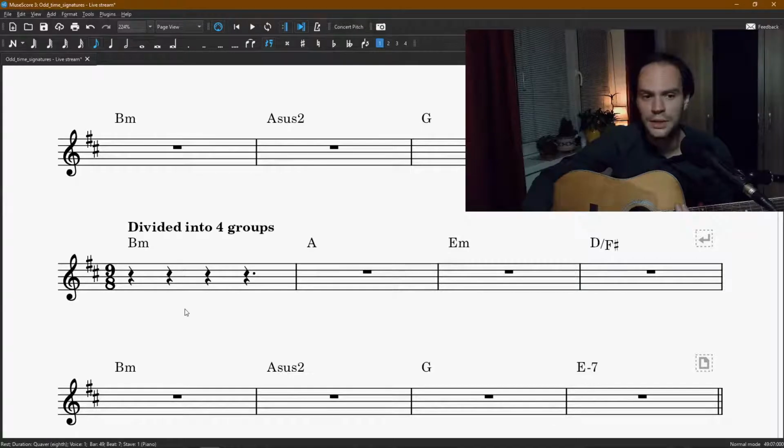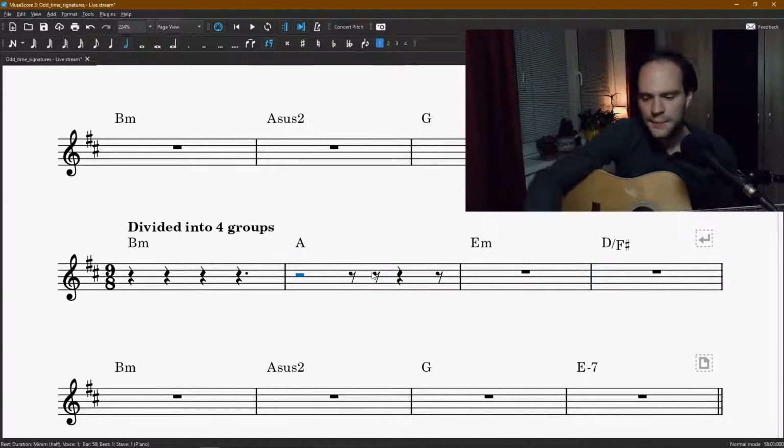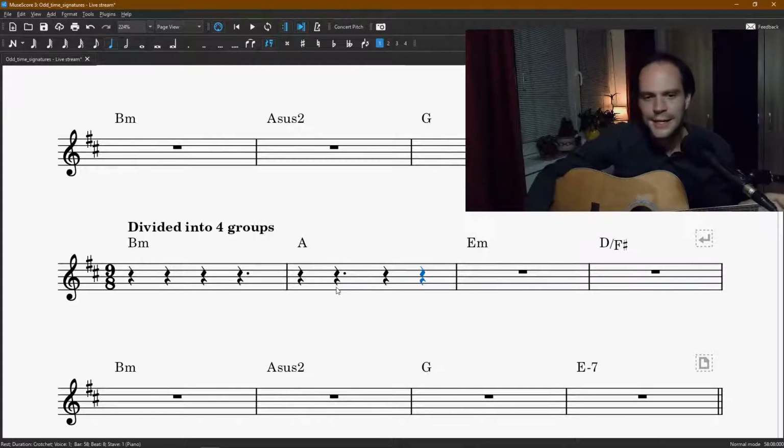I can also place it here, let's say on the second beat. Let me just quickly write it for you so it's visually clear. Now we would have 1, 2, 1, 2, 3, 1, 2, 1, 2, 1, 2, 1, 2, 3, 1, 2, 1, 2, 1, 2, 1, 2, 3.